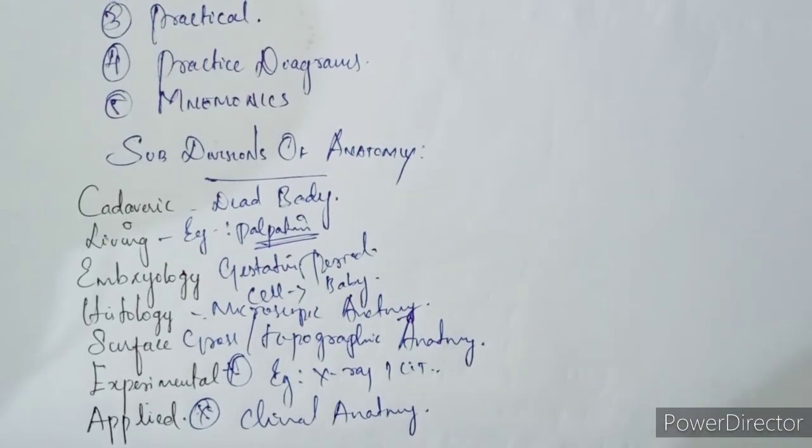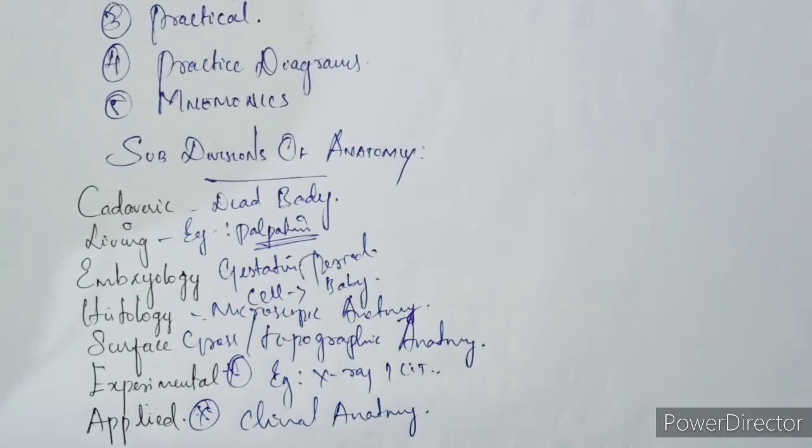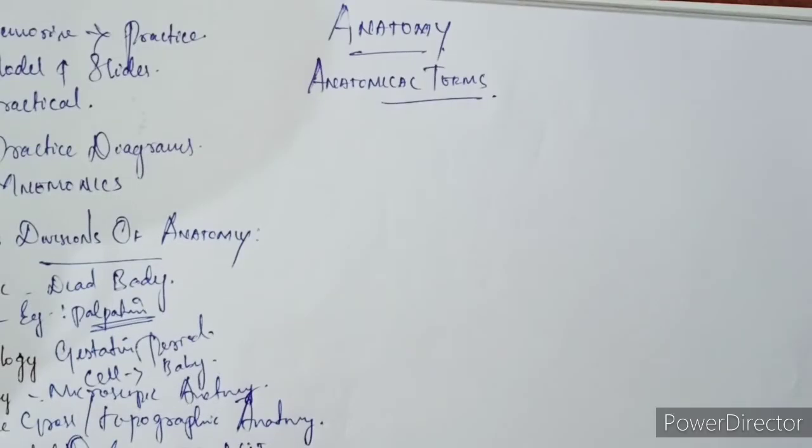So we have cadaveric, living, embryology, histology, surface or gross or topographic anatomy, experimental, that is radiological investigation anatomy, and then we have applied anatomy. So I have given the very basic subdivisions of anatomy.